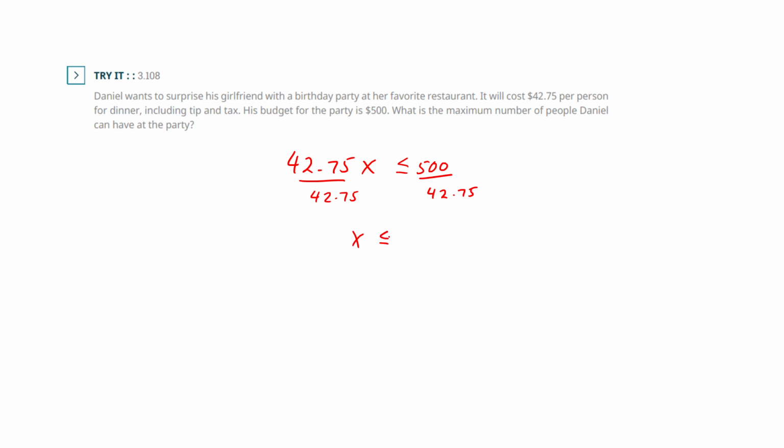So let's see what we get. I bet we need, yeah, so I get 11.69. Now I can't go up. That would be too many. So we got to round down. The max we're allowed would be 11.